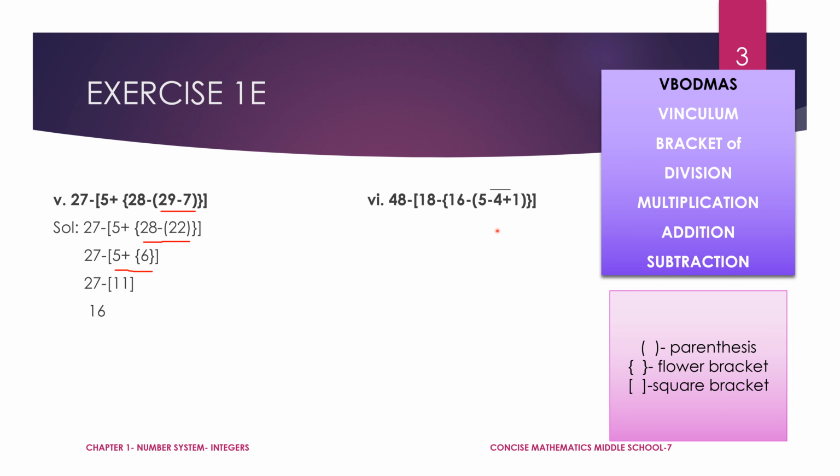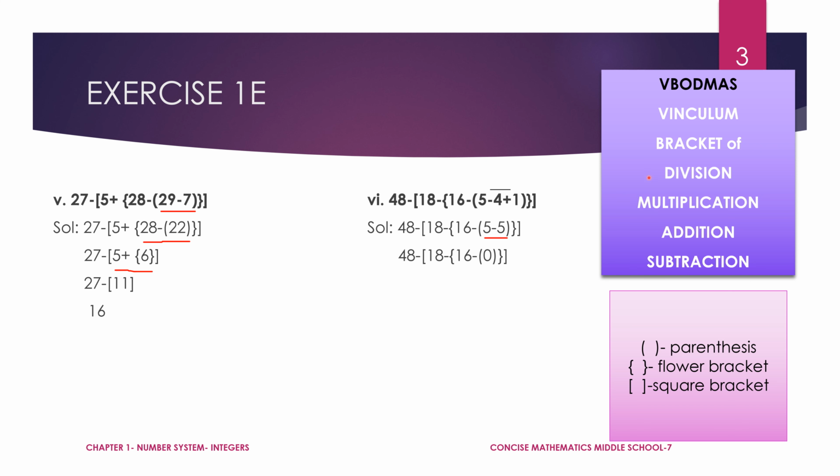So you need to solve this part because vinculum is only on the 4 plus 5 part. So I have solved only that. After vinculum, bracket, right? Even in bracket you need to check for the braces, that is parenthesis. Even inside this parenthesis, again you need to check for division, multiplication, addition and subtraction. Here you are having only subtraction, so you can solve that directly. 48 minus 18 minus 16 minus 5 minus 5 will be 0.